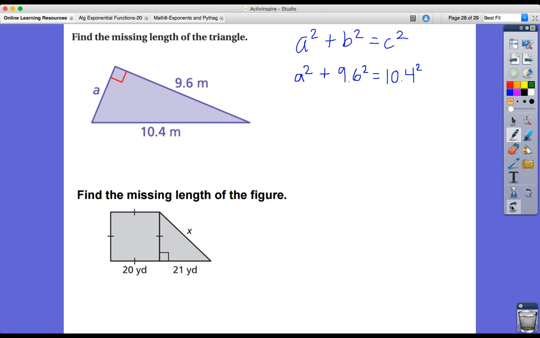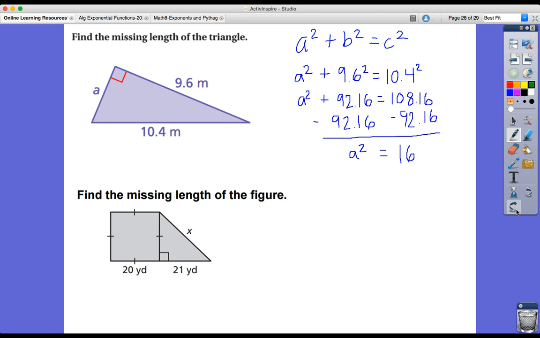We're going to go ahead and do those squareds. We don't know what A squared is, so it stays there, but 9.6 squared is 92.16, and 10.4 squared gives us 108.16. So now, instead of being able to combine the two things that we have, we just have to use our solving steps. If I want to get A squared by itself, and there's a plus 92.16 on the same side, I need to subtract 92.16, and I have to do it on both sides of the equation. So now that I have that done, I know that A squared is going to equal 16.